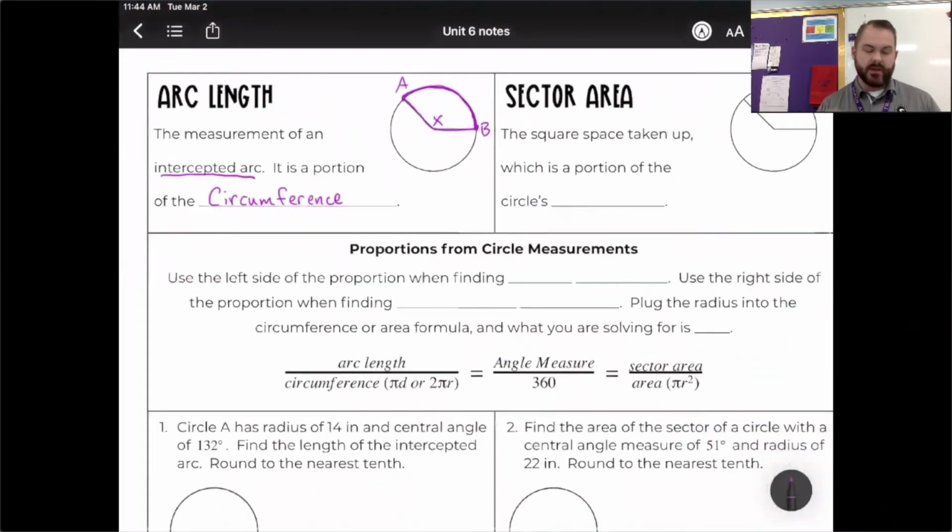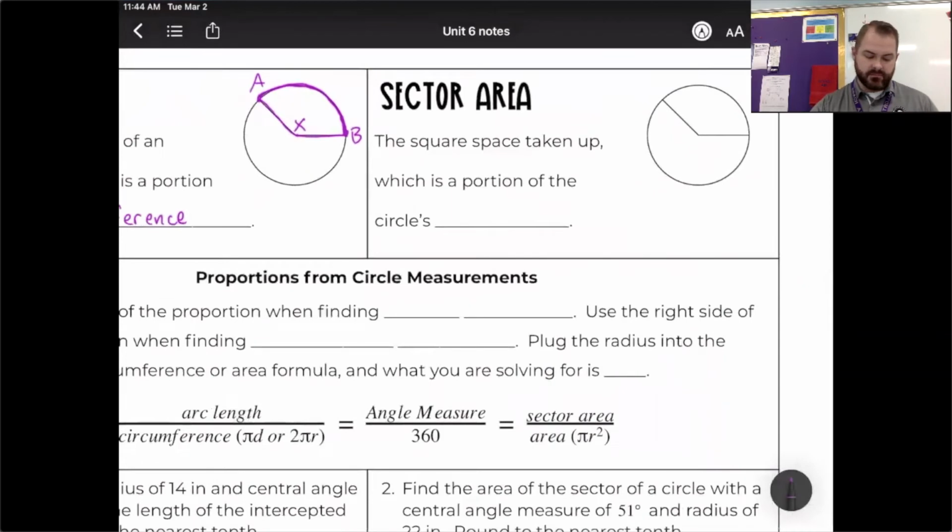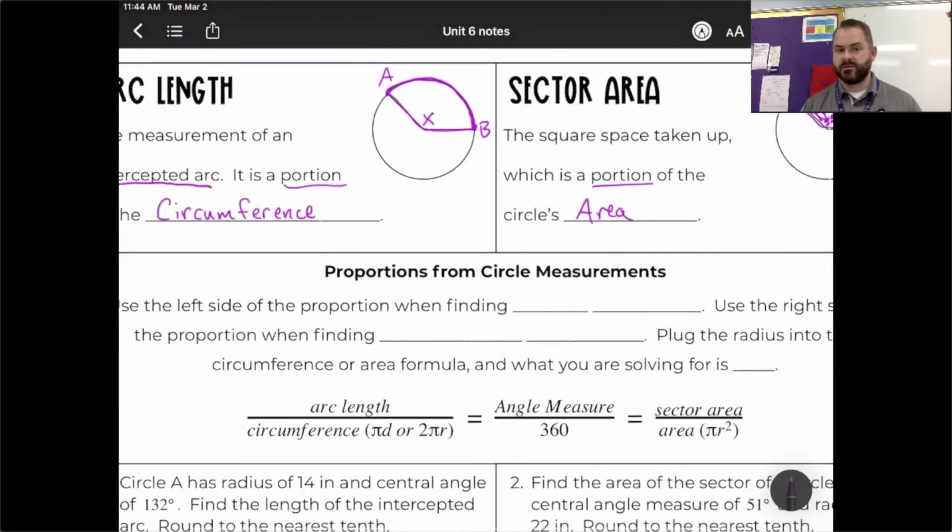But also, when you take that angle and you draw the arc that it makes, what we call the intercepted arc, you get a two-dimensional region of the circle called a sector. And that sector has an area, a square space amount that's taken up, that is a portion of the circle's overall area. And we're going to look at these portions using proportions, equal ratios.